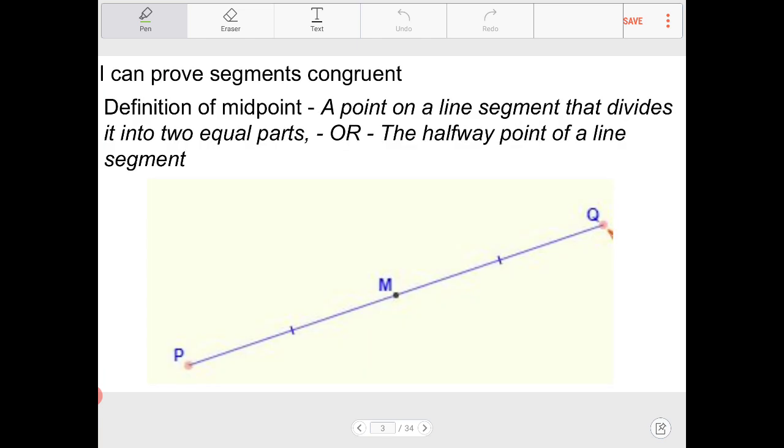We are also going to be taking a look at this definition here, which is the definition of midpoint, which is a point on a line segment that divides it into two equal parts, or it's the halfway point of a line segment. I don't believe the two examples that I'm about to go through use this. However, this may come up at a later point in another lesson. So keep this in your notes. All right.